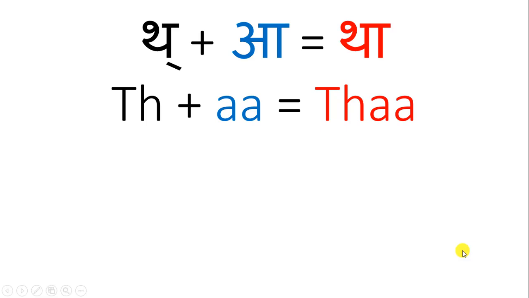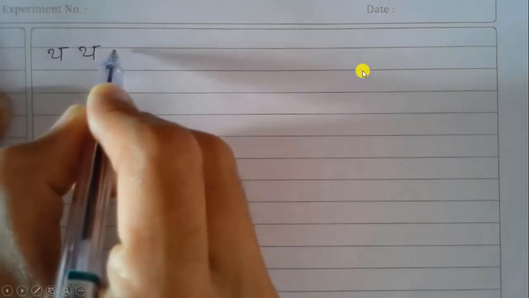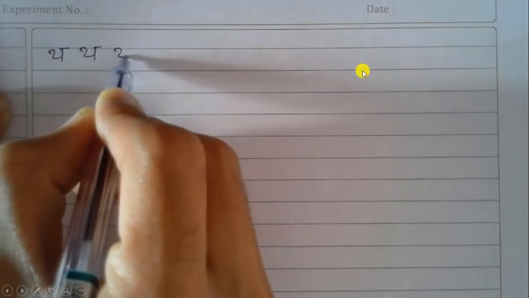Okay. The next sound is tha. You get this sound tha when you add th to a. Th plus a equal to tha. Alright. Let us see how to write tha.